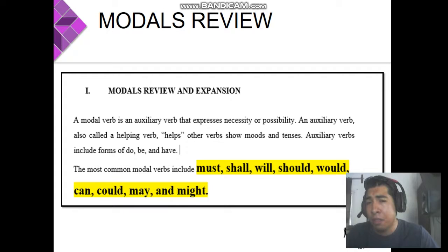The most common modal verbs include, y le puse un highlight en amarillo so we can practice not only the spelling, la manera en que se escribe, sino also the pronunciation. So the most common modal verbs are must, shall, will, should, would, can, could, may y finalmente might.